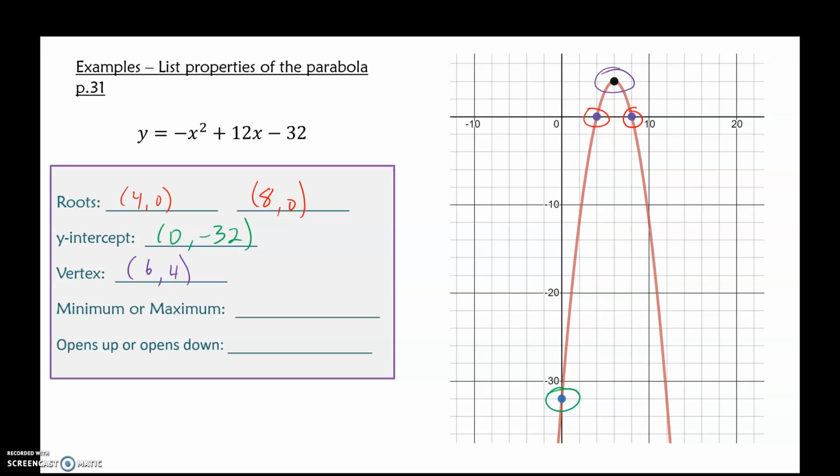All right, now the minimum or maximum value is based off the vertex. Is the vertex the highest or lowest point on the graph? And as you can see, it's the highest. So it is a maximum. And which way does it open? In other words, where is the opening going? And this one is opening down. And we have just described the properties of this parabola. And we are good to go.